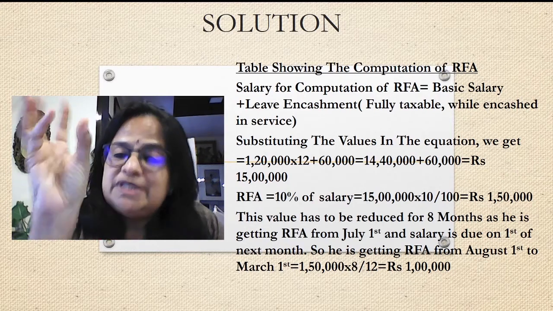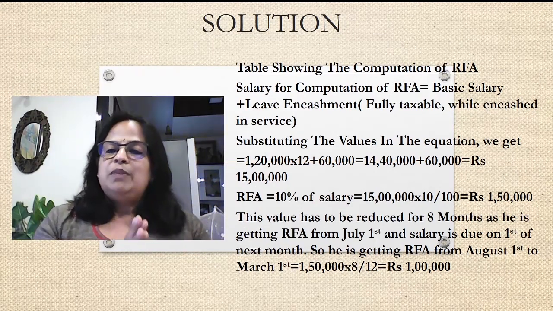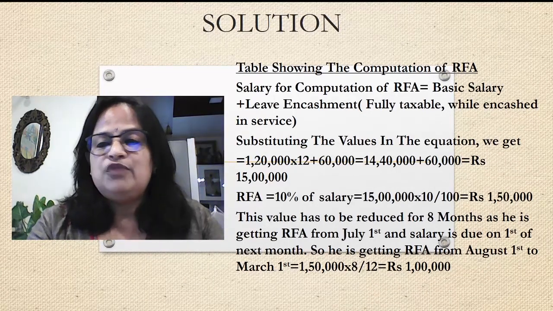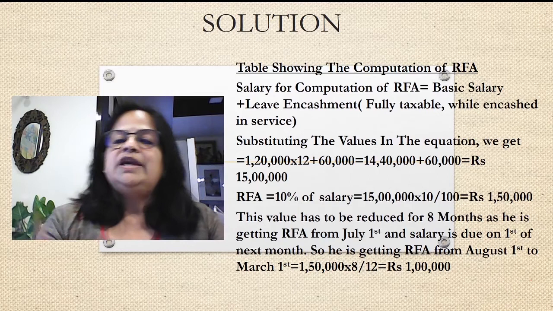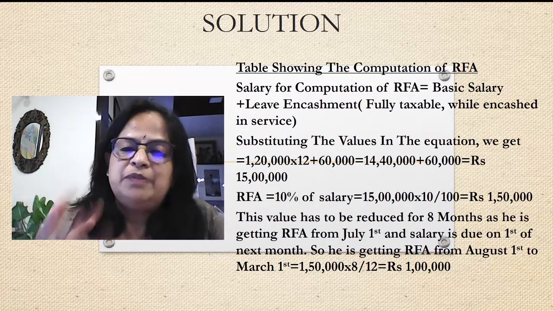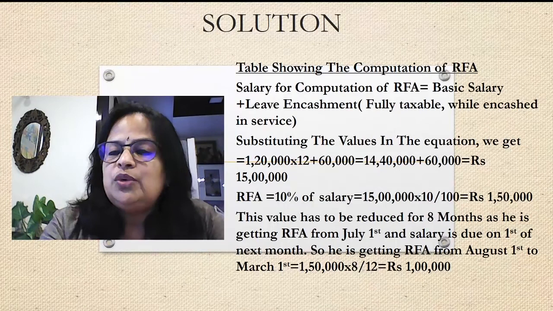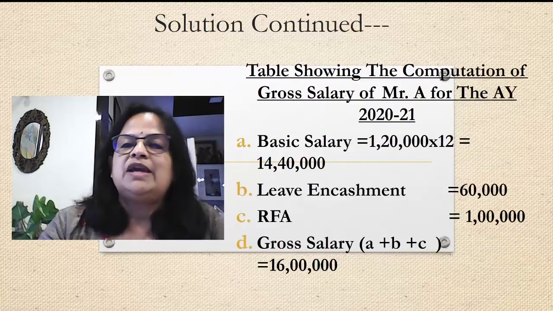Now 10% is because he is coming in City B. So 10% of the salary will be the value of RFA. So 15 lakhs into 10 by 100, it's 1,50,000. Now this is for full year. I told you he got only for 8 months. So July 1st and salary is due on 1st of next month. So he is getting RFA from August 1st to March 1st. So we are reducing it to 8 months. So he is getting RFA of 1 lakh. Now this is the RFA calculation.